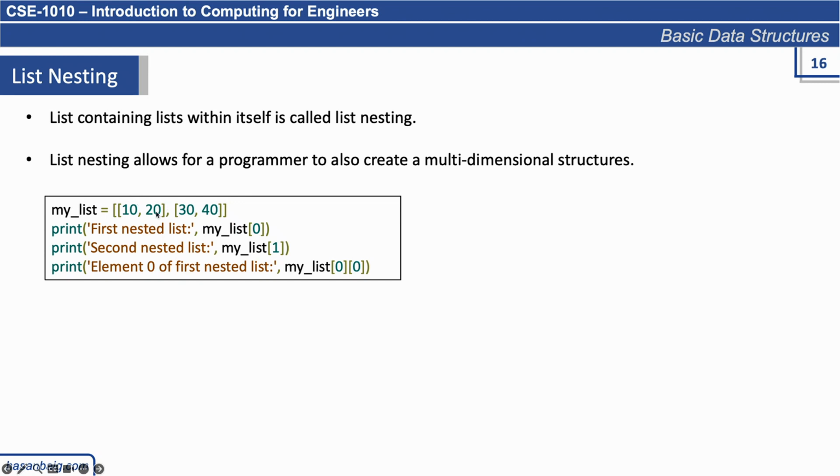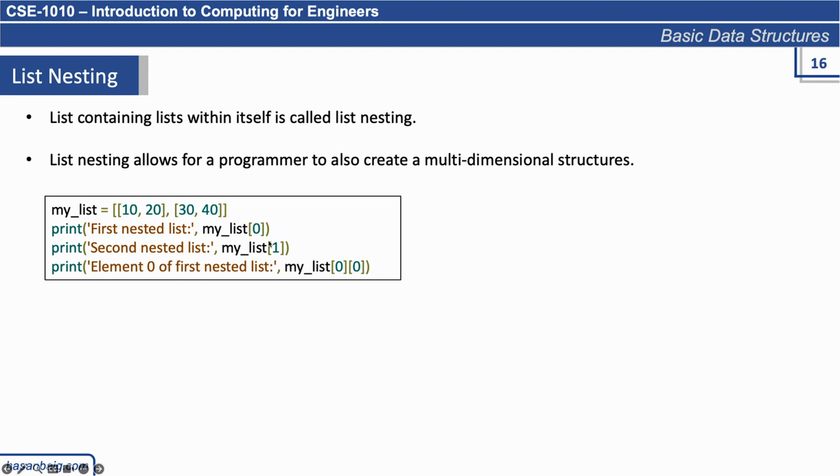Previously, the zeroth element was a single integer value or a string value. So here the zeroth element contains a list itself. And this is what we call nesting a list within a list. The first element is also a list. We can also have a single element, a string or anything like that.